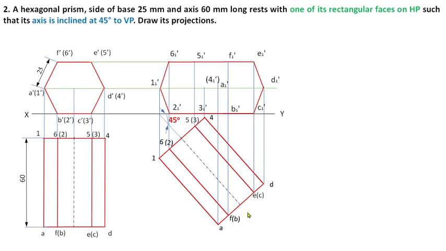As we discussed, being the top face of hexagon, this entire hexagon will be visible for us. You can complete this hexagon. So E1, F1 dash, A1 dash, A1 dash, B1 dash. So the top face of hexagon is completed in the front view.